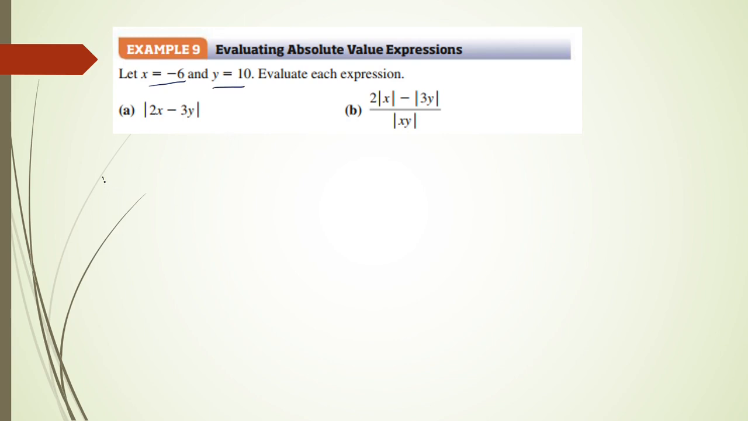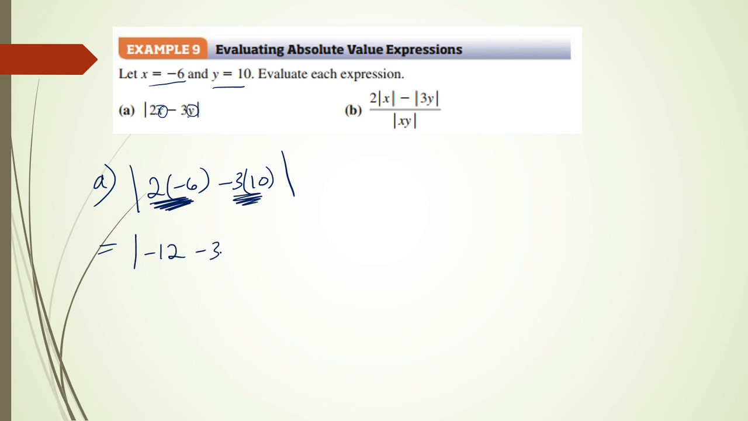Example 9, we're going to do evaluating with x equals negative 6, y equals 10 in the following expressions. For part A, again, let's replace these letters with our numbers. We're going to replace x with negative 6, and we're going to replace y with 10. Let's simplify the inside. I have negative 6 times 2 here. That's going to give me negative 12. And negative 3 times 10 is negative 30. Negative 12 and negative 30 together is negative 42.